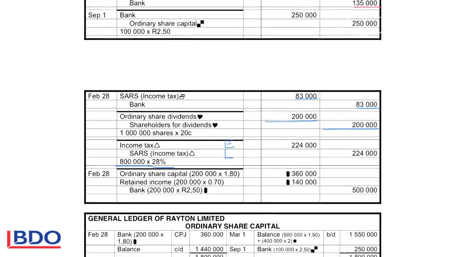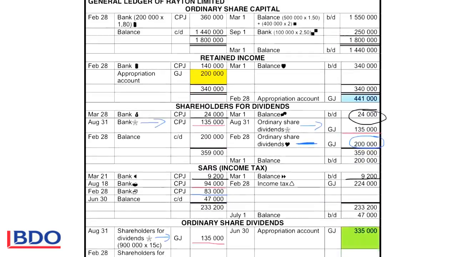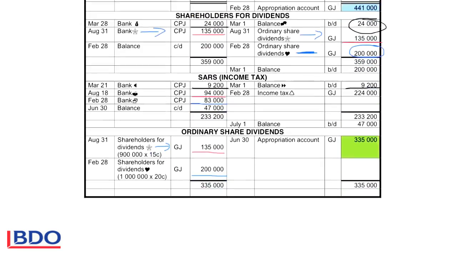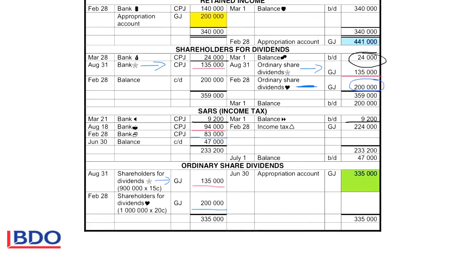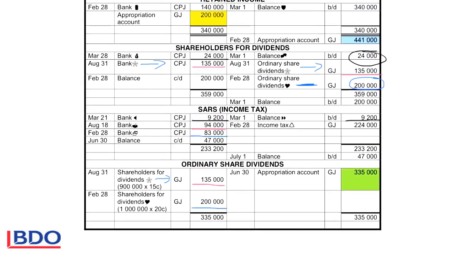224,000. So for the first time, you will write in your income tax account, and I will debit income tax with the full 224,000 that we calculated on the final profit of 800,000. We owe this money to SARS, so I will credit SARS with 224,000 rand.